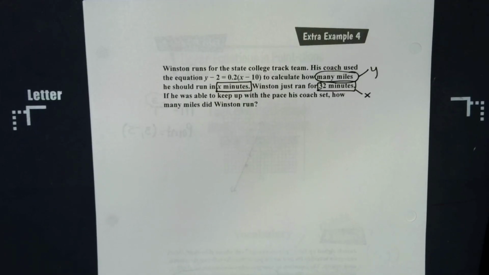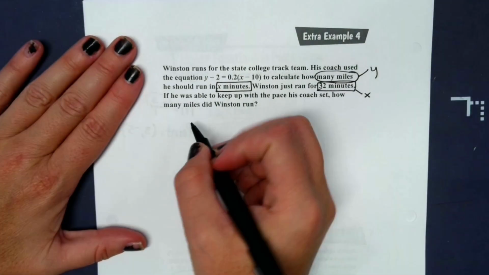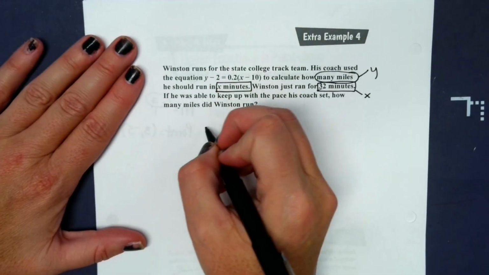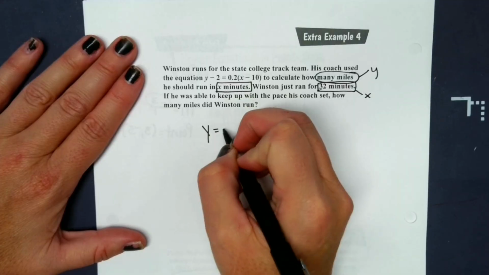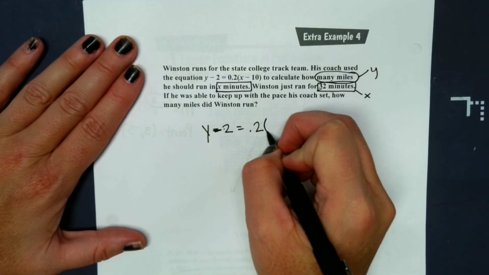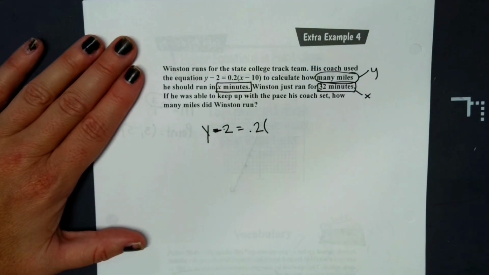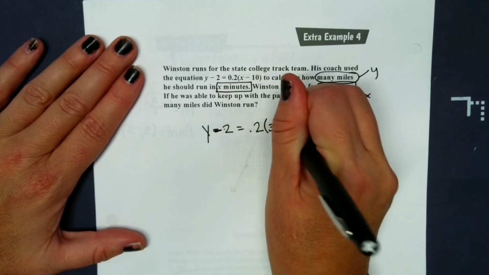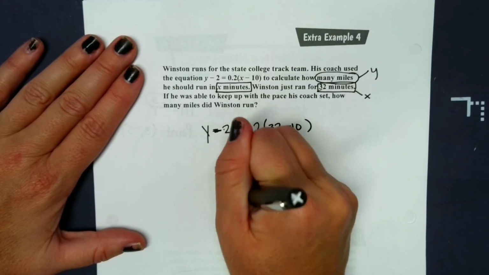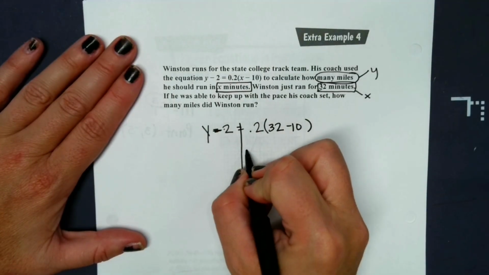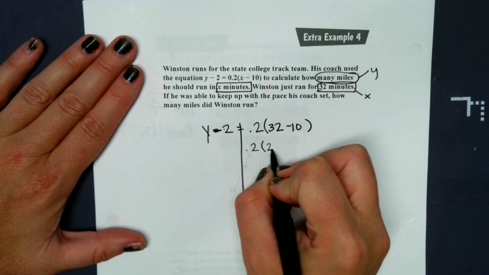Okay, I'm guessing we're good? All right, here we go. Now, am I replacing y with anything? No, because that's what I'm trying to find out. So y minus 2 equals 0.2. Am I replacing x with anything? 32. What do I start off with? Minus 10. So I have 0.2 now times 22.